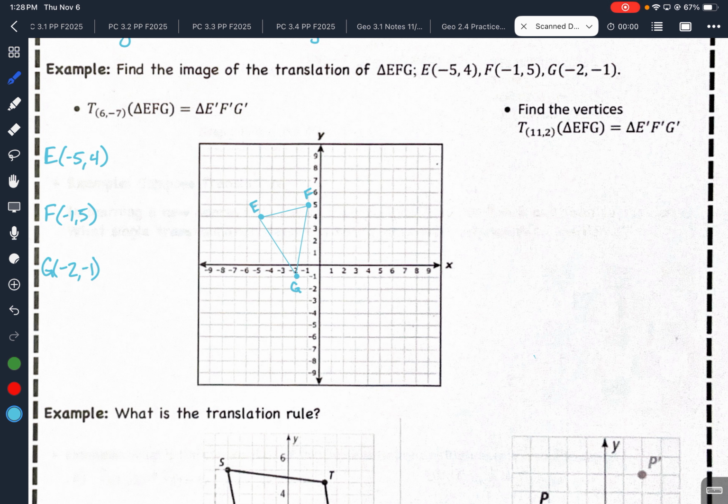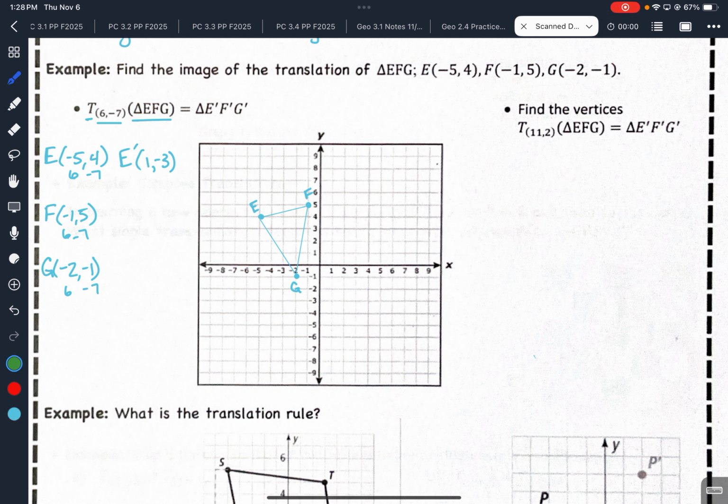So my rule here says capital T means to translate. I'm adding 6 to my x's, subtracting 7 from my y's of the shape, the triangle EFG. That's what it tells me to do. So every single one of these coordinates, I'm going to add 6, subtract 7. Add 6, subtract 7. Add 6, subtract 7. So E prime, well, negative 5 plus 6 is 1. 4 minus 7 is negative 3.